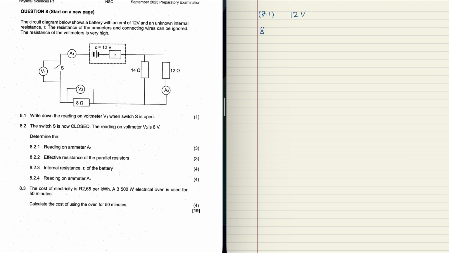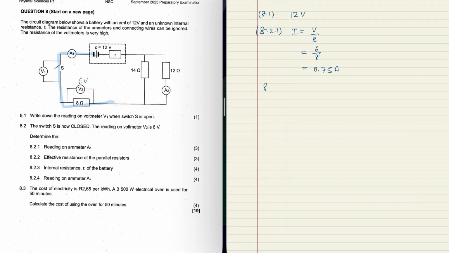Question 8.2.1. The switch is closed. The reading on the voltmeter V2 is 6. Determine the reading on ammeter A1. So 8.2.1, current I is going to equal V over R. So the voltage is 6, the resistance is 8. So that's 0.75 amperes. And that's going to be the reading on A1 because they are in series, right? The current has not split between these points.